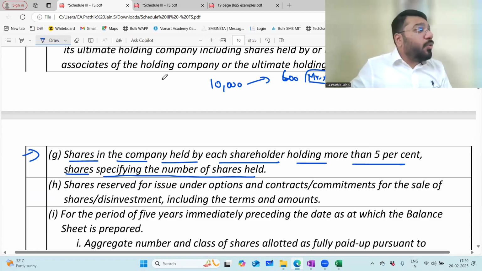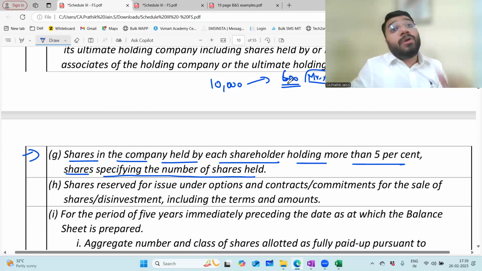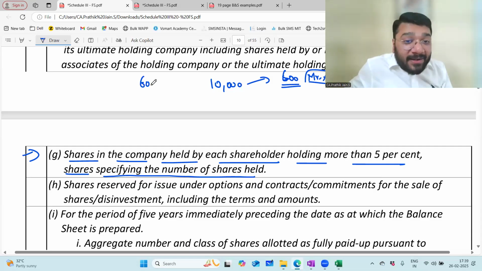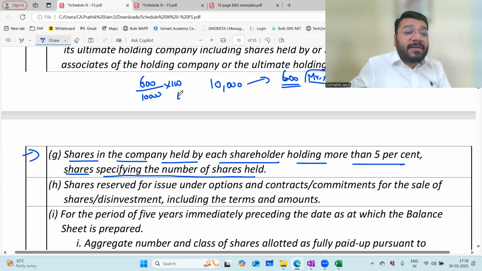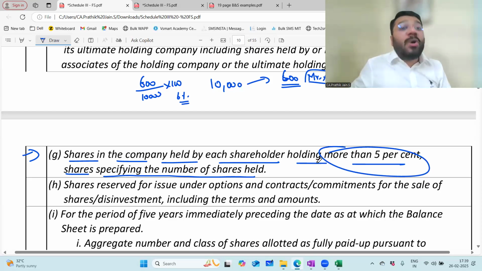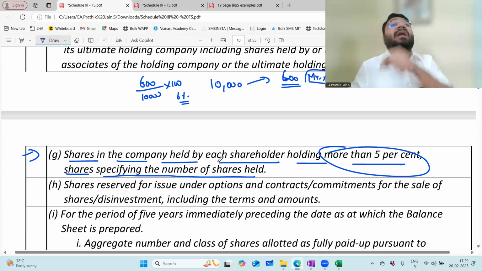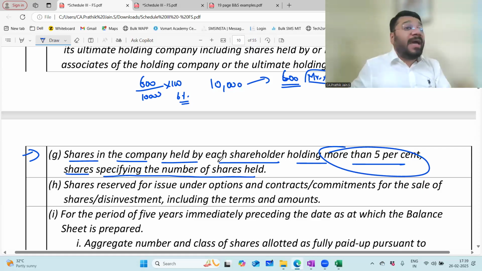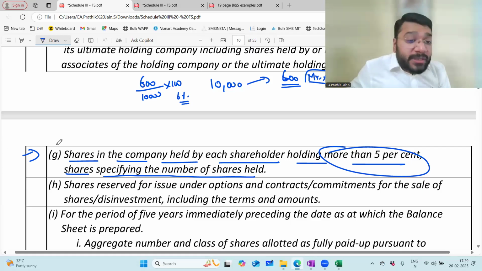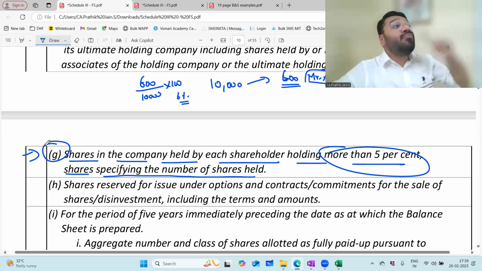Now there's a shareholder holding 600 shares. So how much percentage of holding is he having? 600 divided by 10,000 into 100, how much am I getting? 6%. So can I say his holding is more than 5%? Then you have to disclose this person's name separately in the notes to accounts. Under the share capital category, you have to disclose that Mr. X is holding this class of share, this many quantity of shares of so much face value. You have to disclose this information separately.